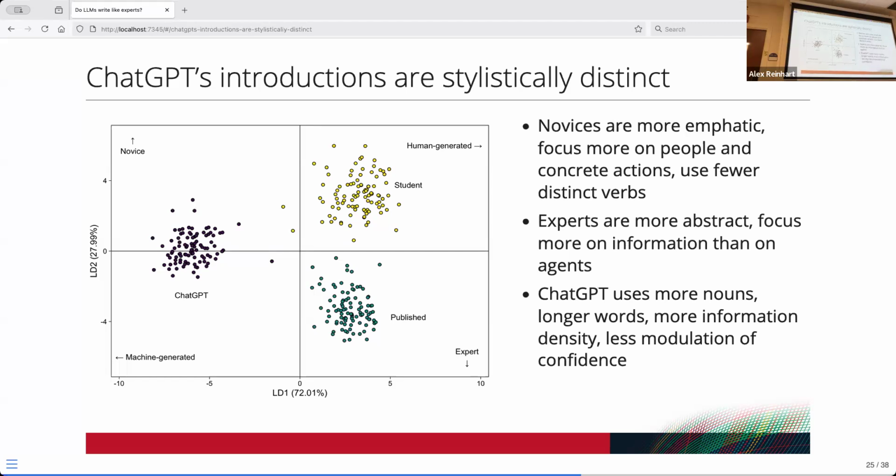And to be honest, when my collaborator in English showed this to me the first time, I thought he had made it up, but this is the data, because this doesn't happen. So you tend to see the novice writing in these introductions more emphatics, more focus on people, more pronouns, more actions. The expert writing is more abstract, so more nouns, fewer people. Whereas with ChatGPT, you tend to see longer words. That's a noticeable one consistently. More information density and fewer words used to modulate confidence, to either amplify a claim or hedge a claim, and so on.